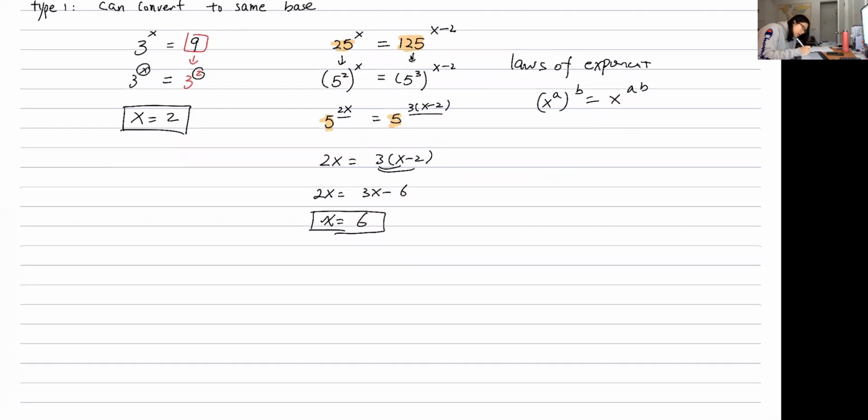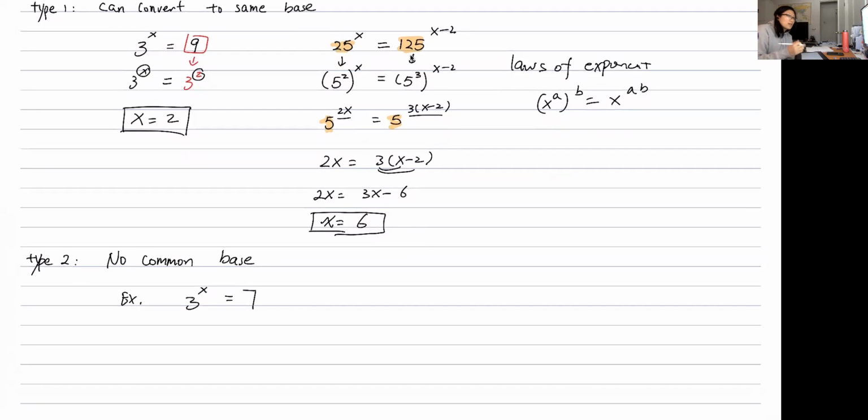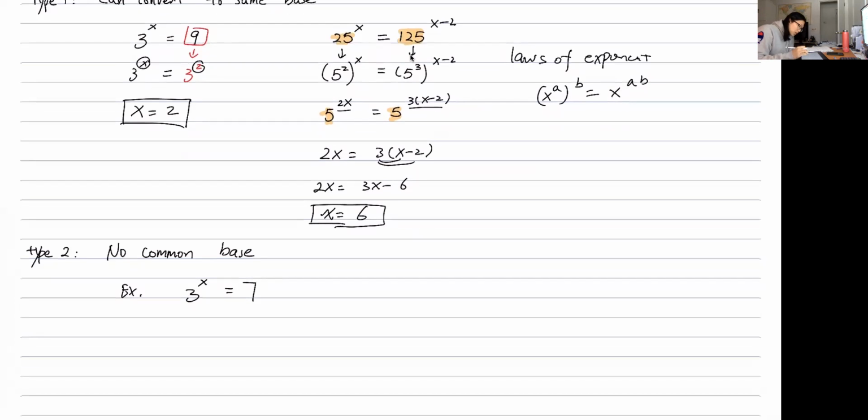But for type 2, we cannot convert to the same base. So it's no common base. For no common base, let's just say, for example, 3 to the x is equal to 7. In this case, 3 cannot convert into 7, and 7 cannot convert into 3. So right here, we need to use log. We're going to use log to help us solve for it.